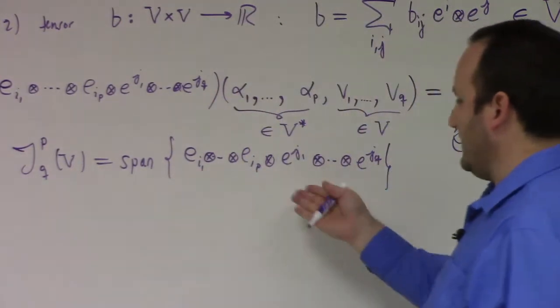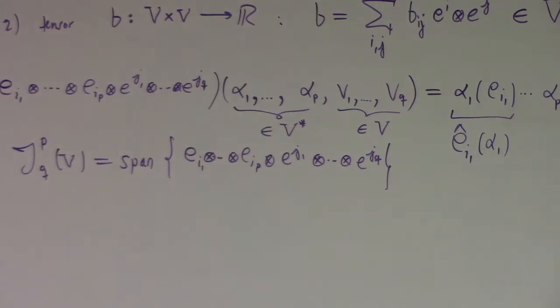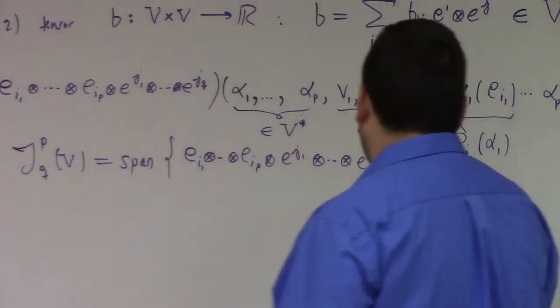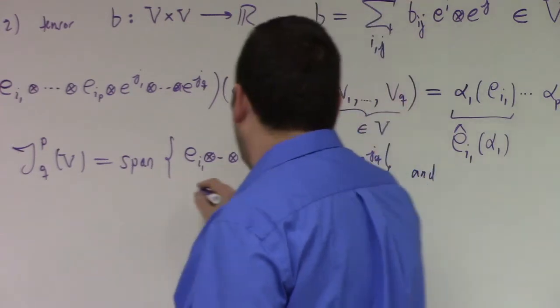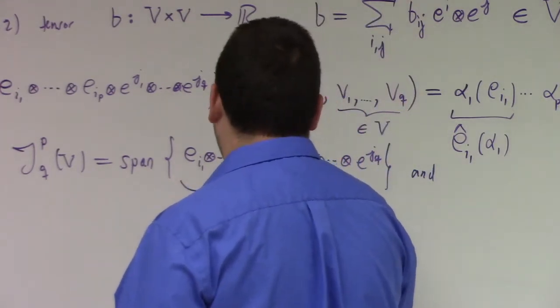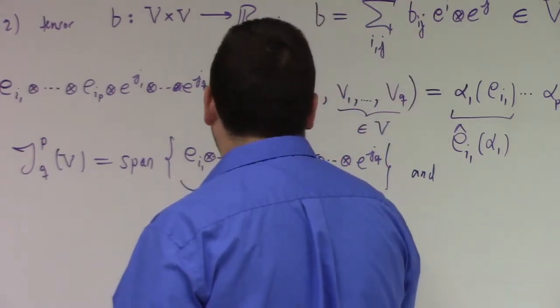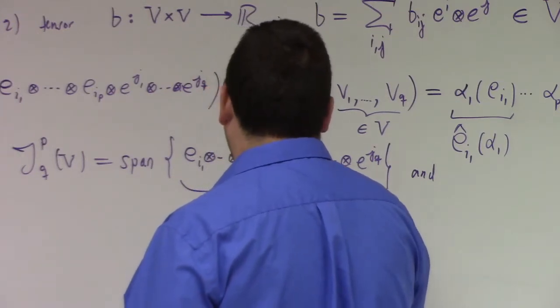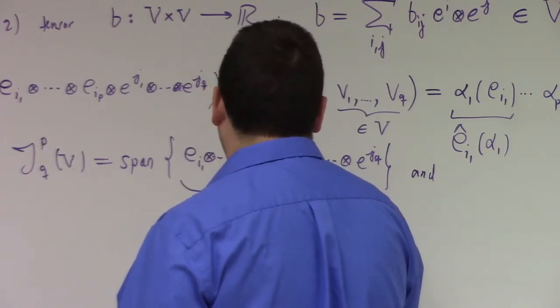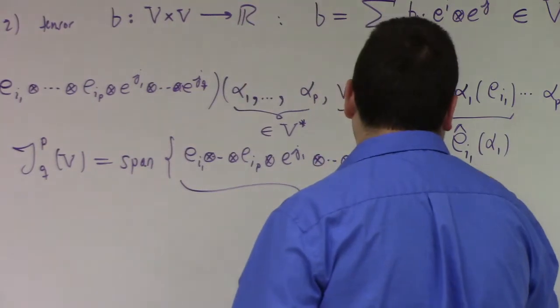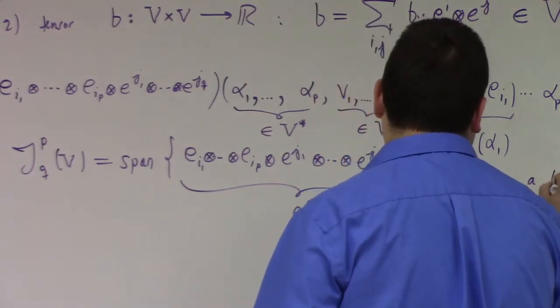Where you should understand that if I write this with i1 in IP and j1 in JQ, all the indices are allowed to take all possible values from 1 to n. And let's call this thing, I don't know, beta PQ or something. I don't have a good notation for it. And beta PQ is a basis.